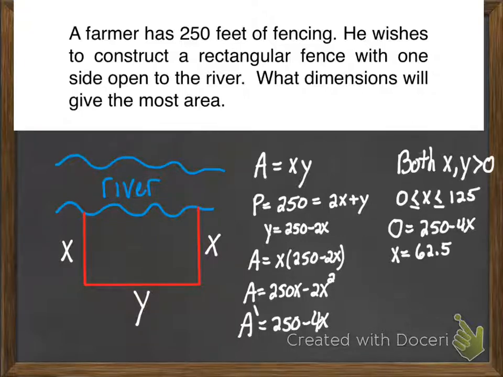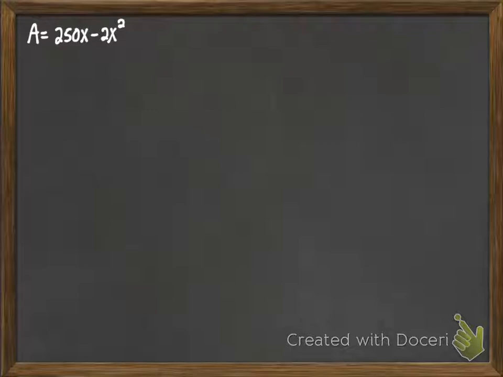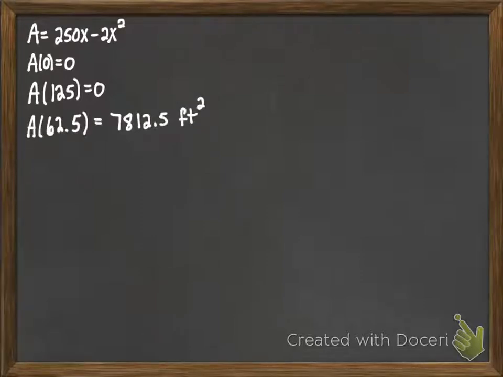Now at this point, we're optimizing over that interval. So we need to take now and evaluate our function at the endpoints and at 62.5 to see which, if any, of those leads to the maximum value. So I've just rewritten my function, and now if I evaluate at 0, I get 0. If I evaluate at 125, I get 0. So basically we don't have a rectangle anymore. And then we evaluate at 62.5, and we get that it is 7,812.5 square feet. So that's going to be the optimal area, but that's not what our problem was asking about.